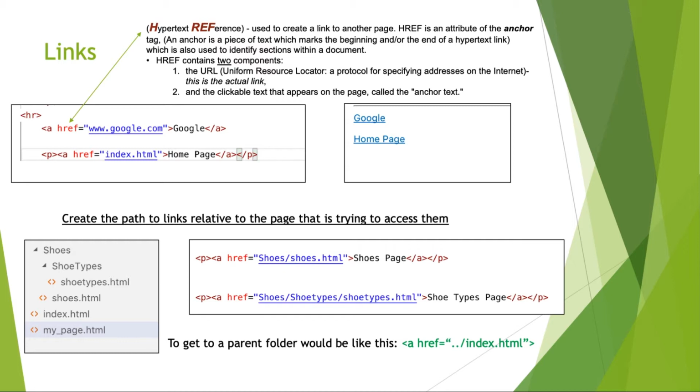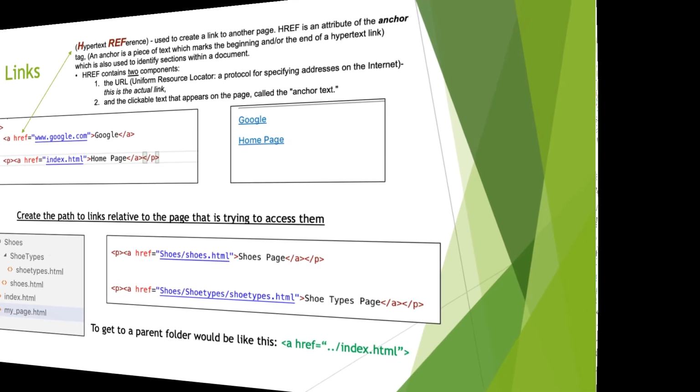Now, to get to a parent folder, we would want to do the .. and then the name of the file. So if we pretend for a moment that we're in shoes, we're at the level of shoes.html, or in the shoes folder, right? Because shoes.html lives in the shoes folder and we wanted to get to index, all we'd have to do is a .. and then index. That takes us up a level from where we are in the tree, right? If you think of the directory structure as a tree, we're on a lower branch, if you will, right? To get to index, we must go up one, and then we can access index.html. So hopefully that makes sense. If it doesn't, let me know and I'll try again.